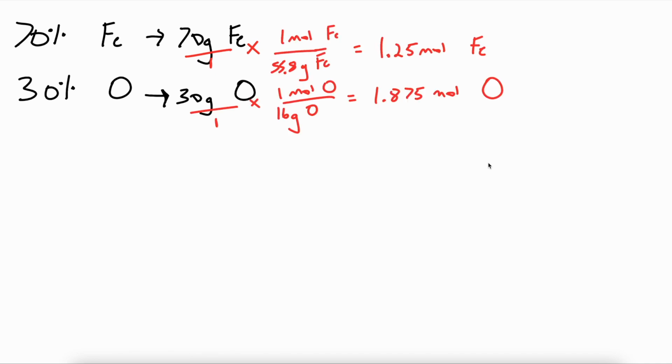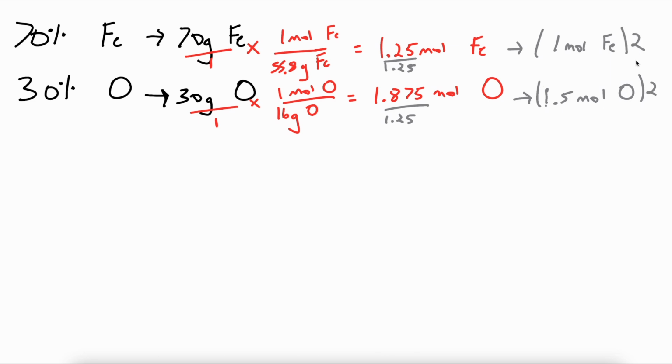Our third step is to divide by the smaller value. In this case, that would be 1.25. Dividing each of these by 1.25, we would get 1 mole of iron and 1.5 moles of oxygen. The last step is to multiply until whole. To do that, we would just multiply it by 2, since 1.5 times 2 is 3, which is a whole number. We would have to do the same to our iron. This would leave us with 2 moles of iron, Fe2, and 3 moles of oxygen, O3.